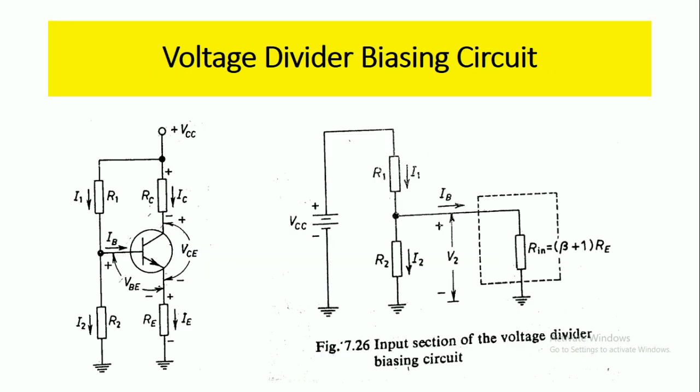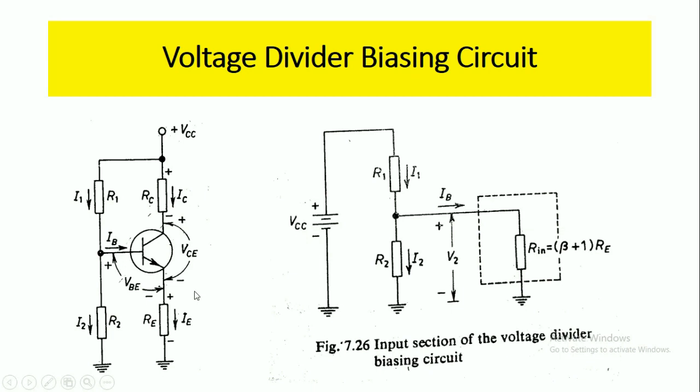And next, the last one, the voltage divider biasing circuit. This is the most widely used biasing circuit. It is shown in the figure. Here is the figure of this voltage divider bias circuit.